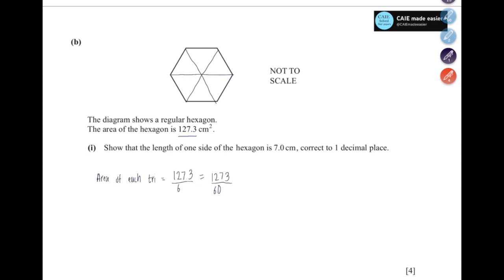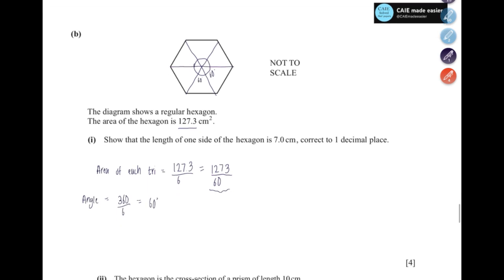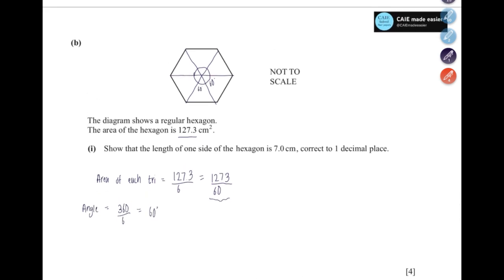Now let's try to find one of these angles. So all of this is 360 degrees. So what is each angle going to be? Angle is going to be 360 divided by 6, because all of the angles are equal, and 360 because the angle around a point is 360. That means each of these angles is 60 degrees, and the area of each of these triangles is 1273 divided by 60.